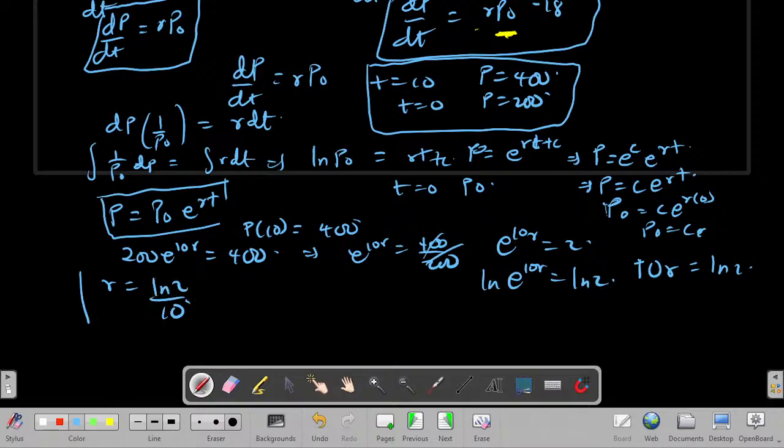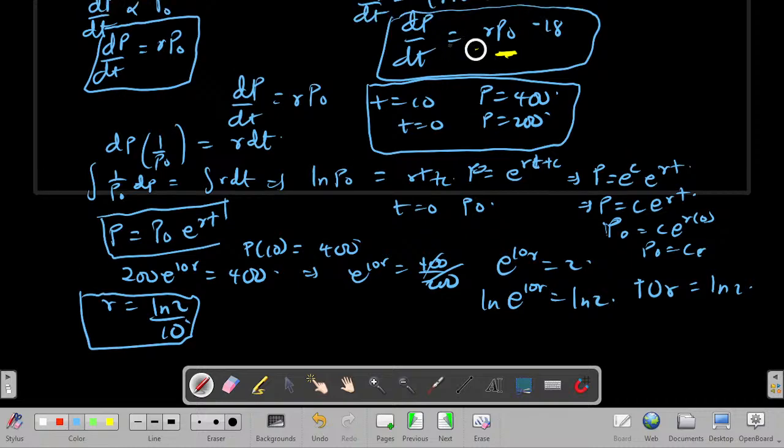So since we found the value of r, let's come back to our initial differential equation that we have here. So we continue with solving this. So dP over dt is equal to r multiplying P naught minus 18. That's the differential equation that we have.